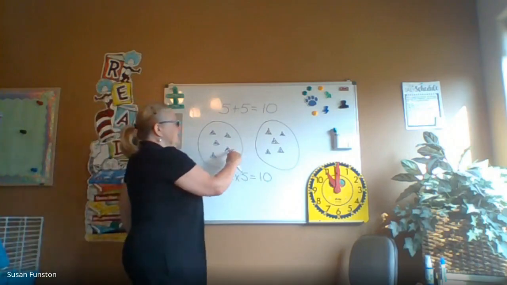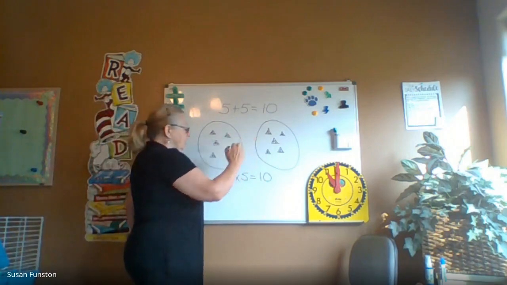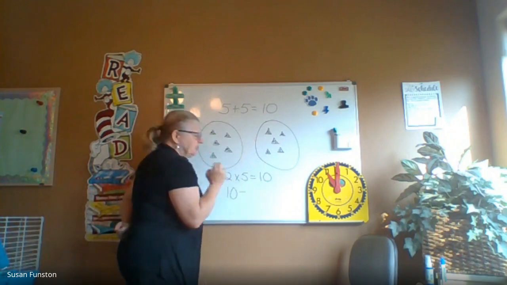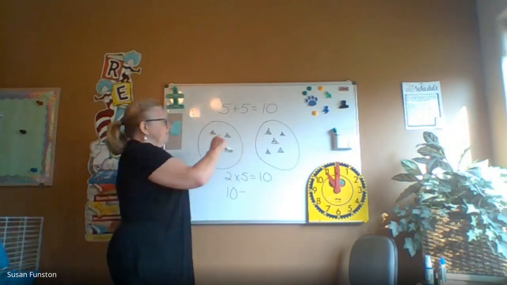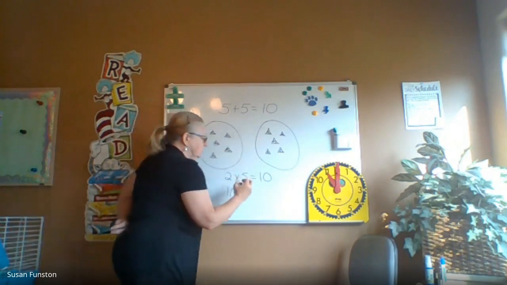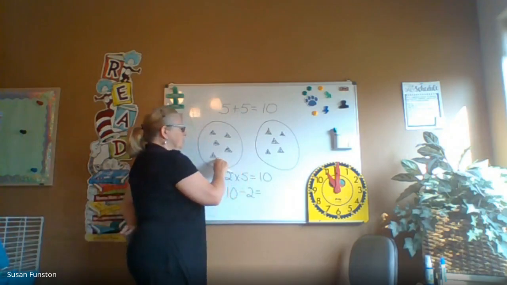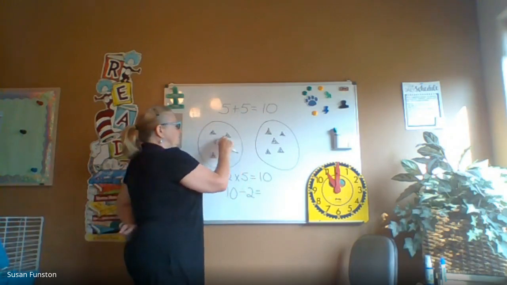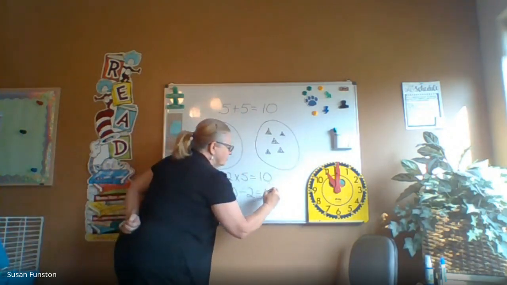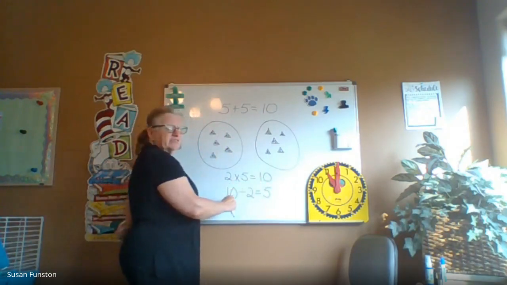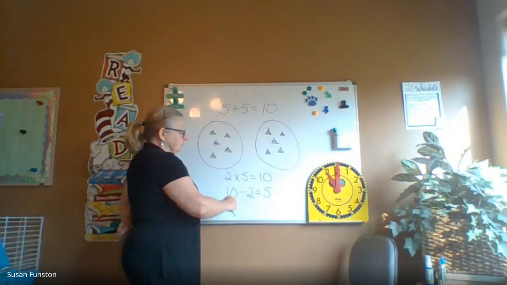I take my 10, because I started with 10 triangles. How many groups did I divide them into? I have one group, two groups. I divided them into two groups. And then how many did I have in each group? 1, 2, 3, 4, 5. So you can see that our multiplication sentence and our division sentence use the exact same numbers.